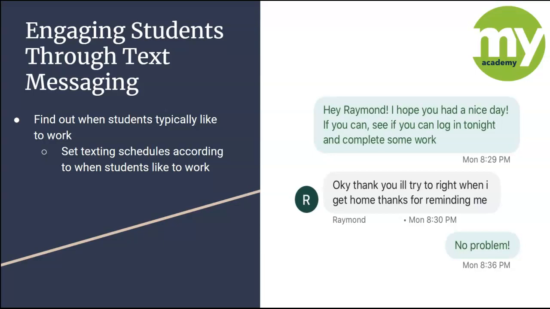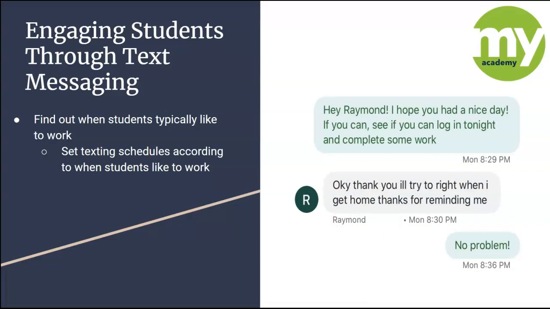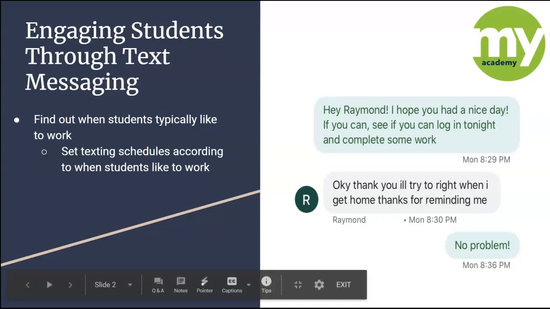So in this example with Raymond, you can see I know this student has a full-time job and only has time to work in the evenings. So I set a reminder in my calendar to text Raymond and all of my other students who like to work in the evening around 8 p.m. Right? And you can see that students really enjoy that, right? Because Raymond has just gotten home from work. He's exhausted, but he knows now that, oh, I got to do schoolwork. So that has been super helpful for getting students to complete work.